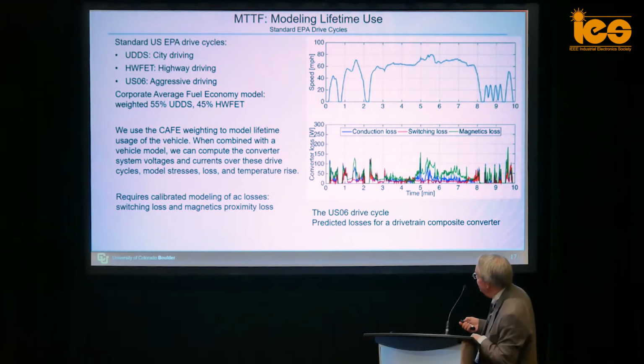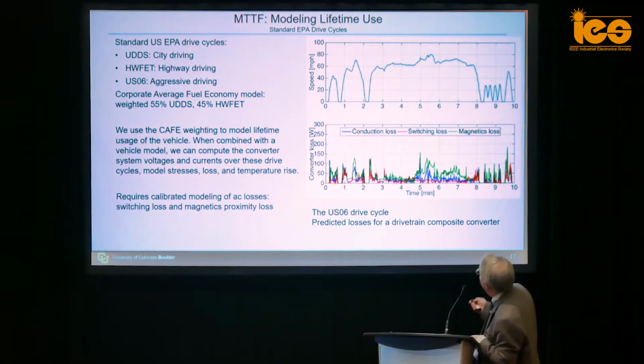So each country has a series of them. In the United States, the Environmental Protection Agency has these different drive cycles, city driving, highway driving, and so on. And they actually have a model, the corporate average fuel economy model, to compare cars and their gas efficiency. But we take that then as a model of how the average car is used over its lifetime. And so here's one of these. This is actually this US06 aggressive driving schedule.